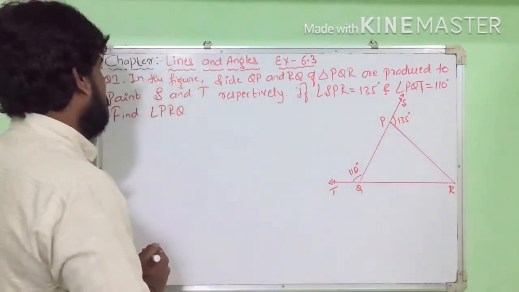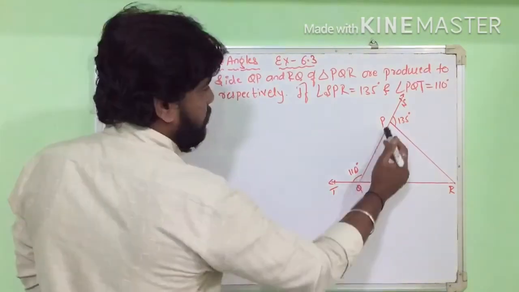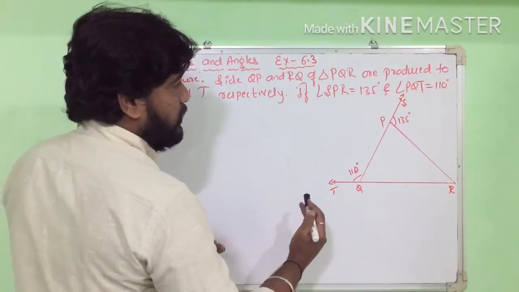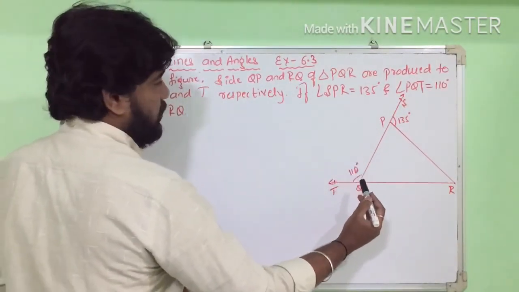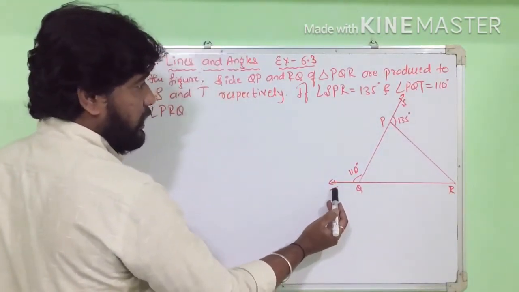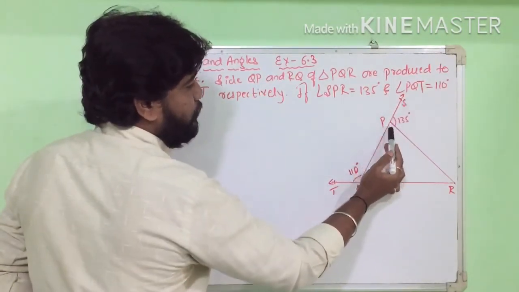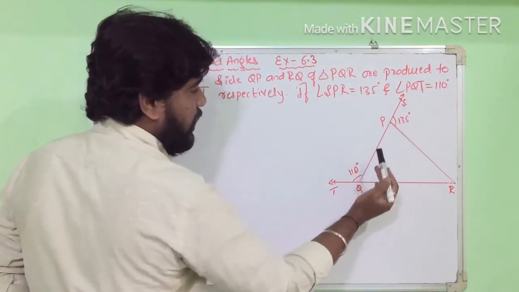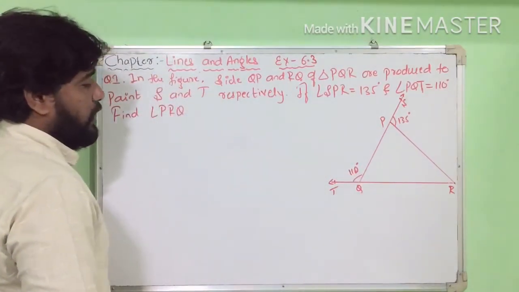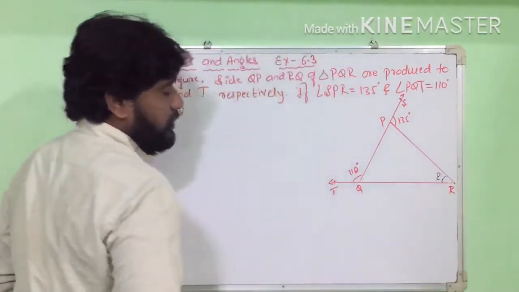The first question they have given here in the figure: the sides QP and QR of the triangle PQR are produced. It means they are extended to S and T. So PQ is extended to S and QR is extended to T respectively. If angle SPR is 135 and another angle they gave, PQT, is 110, then find the angle PRQ. So here we want to find this angle, right?